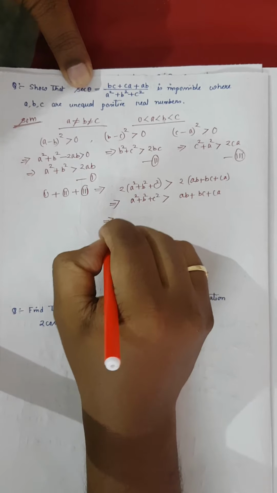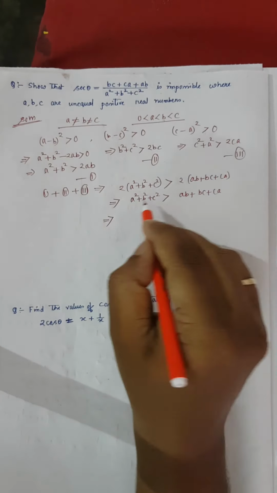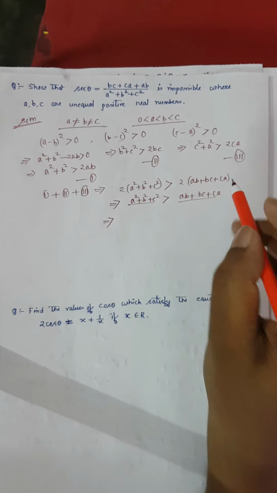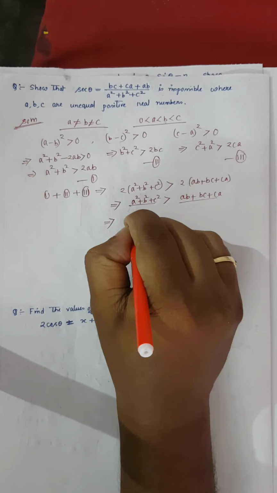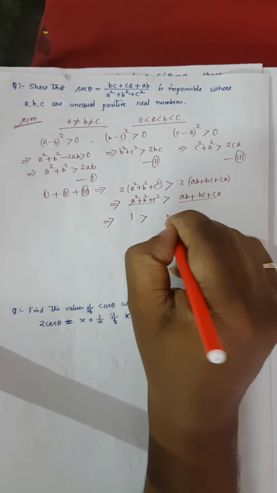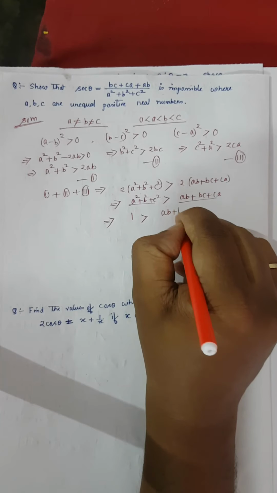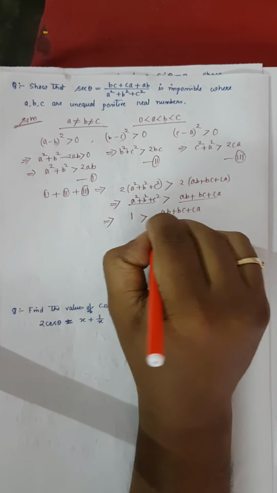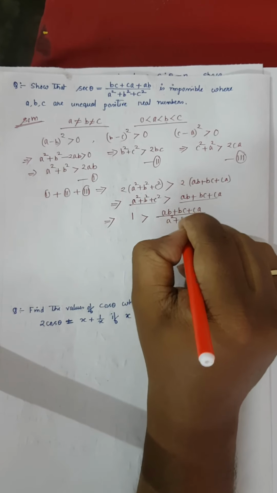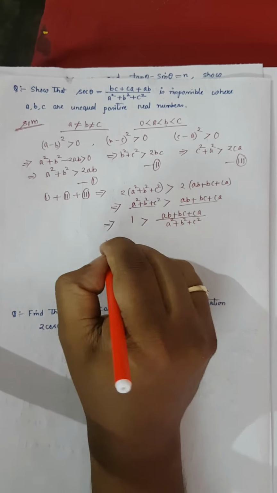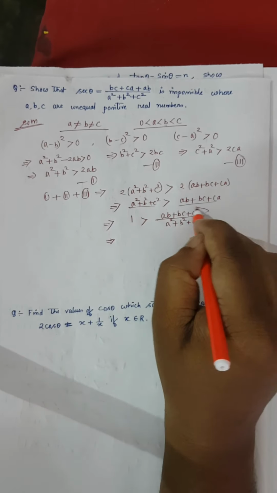Now, these quantities are positive, these quantities are positive. So if I divide by this, I will get 1 is greater than (AB plus BC plus CA) divided by (A square plus B square plus C square), which represents, this is what?